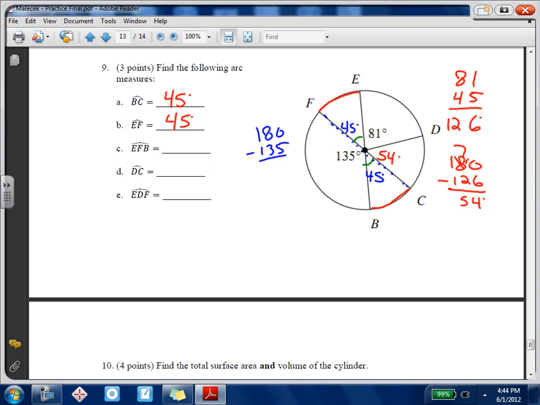EFB, this is a major arc. Major arcs are greater than 180, or they're a semicircle if they have to use the extra piece. So we go from E to B, but in the middle we have to go through F. So E, F, B. Do not go through the middle. EFB is a complete semicircle. Semicircles are always 180 degrees.